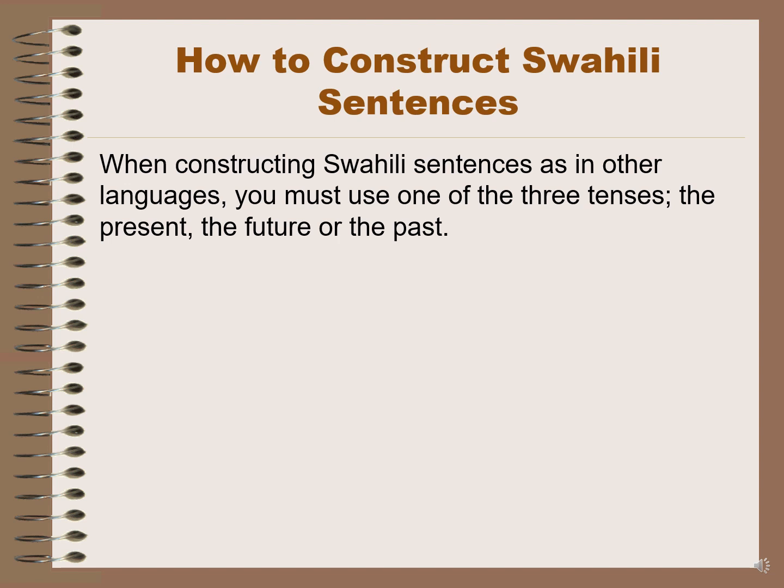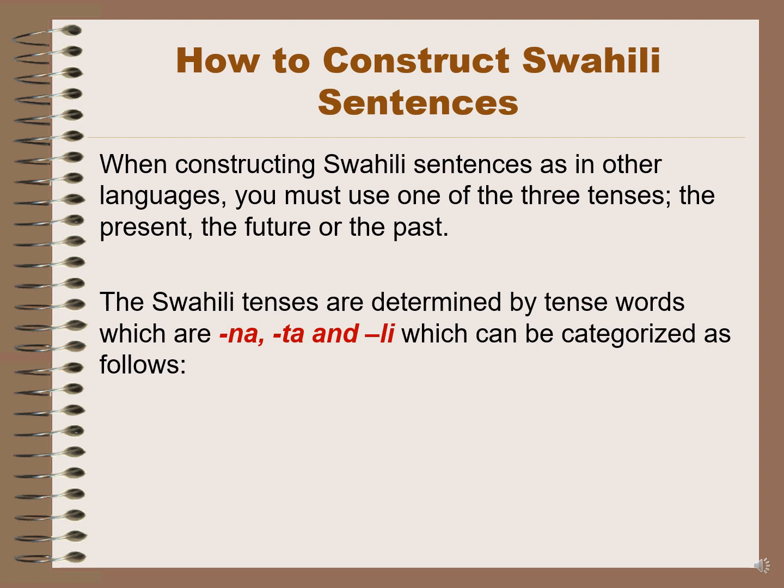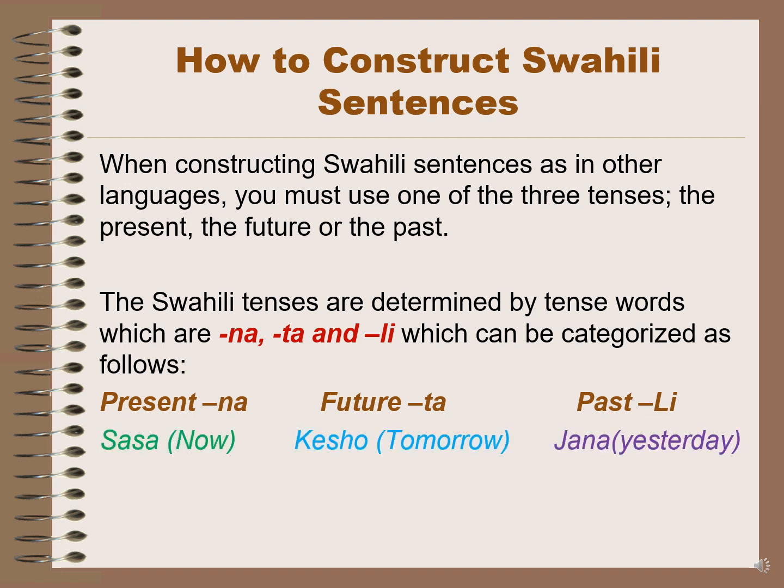When constructing Swahili sentences, as in other languages, you must use one of the 3 tenses: the present, the future, or the past. The Swahili tenses are determined by tense words, which are na, ta, and li. I'll explain it later, but na is present, ta is future, and li is past. For example, nina lima, it is the current sentence. Nitalima is the future, and nililima is the past. So we have here present na, future ta, and past li.